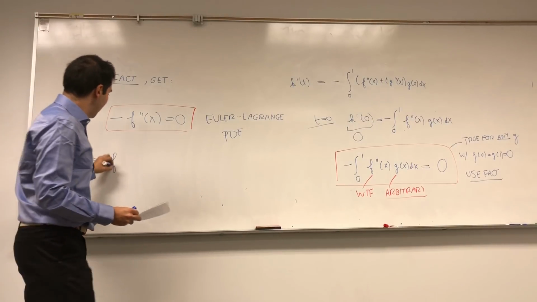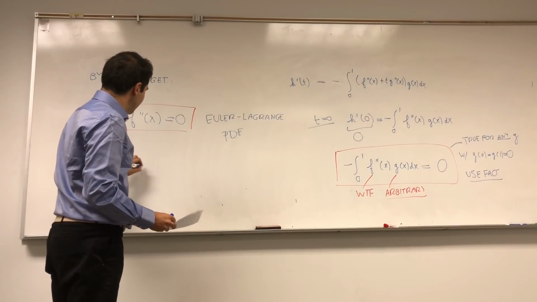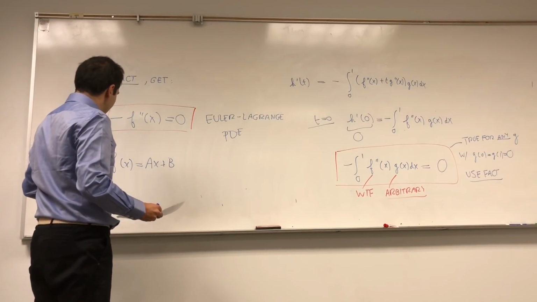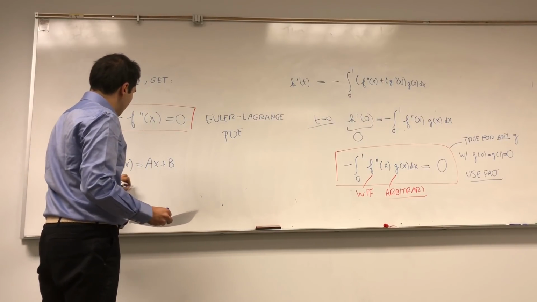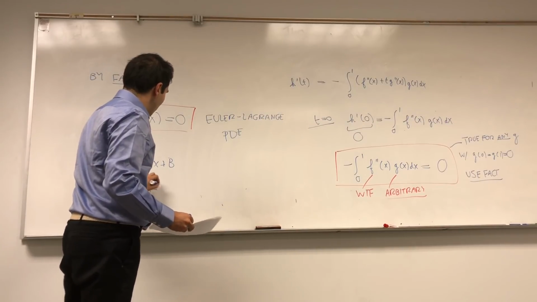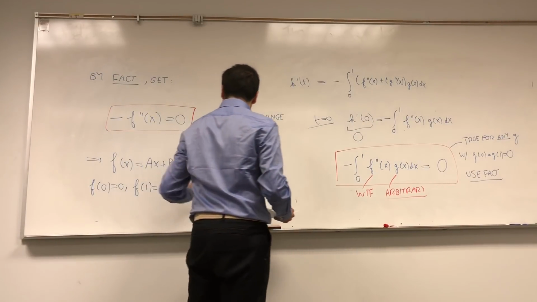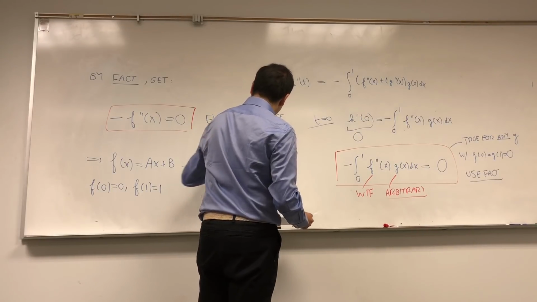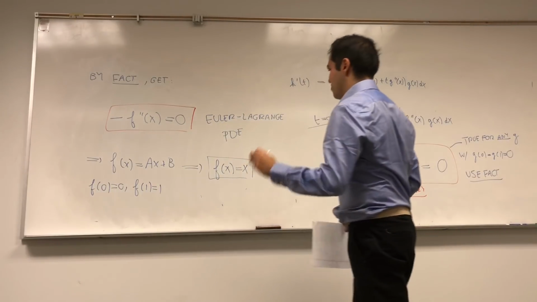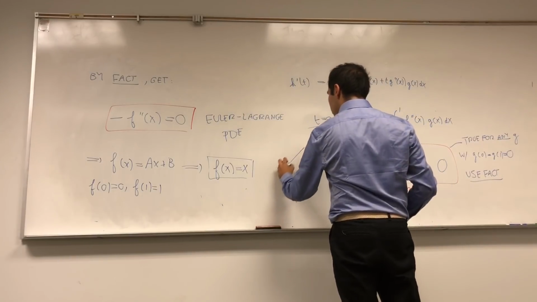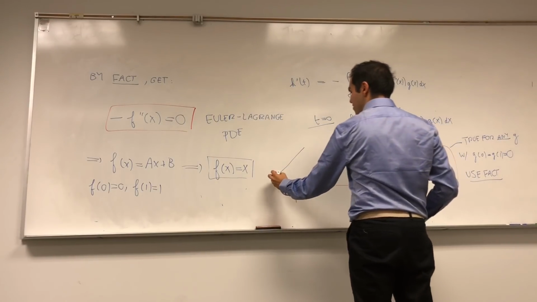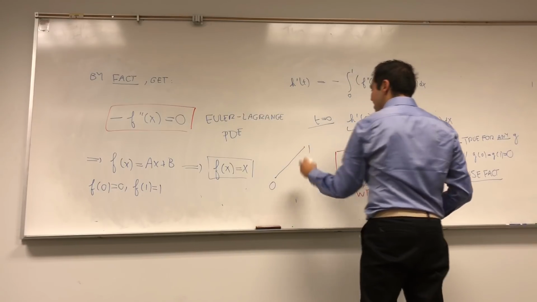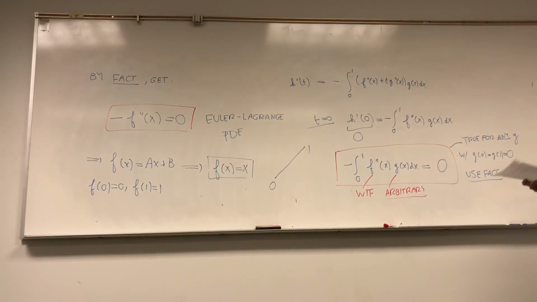We get f of x, if you anti-differentiate twice, has to be a linear function. But remember f of 0 is 0 and f of 1 equals 1, and the only function that satisfies this is f of x equals x. So particularly if your function is smooth and it minimizes this energy, then it has to be the linear function.